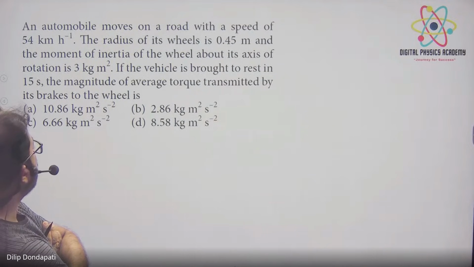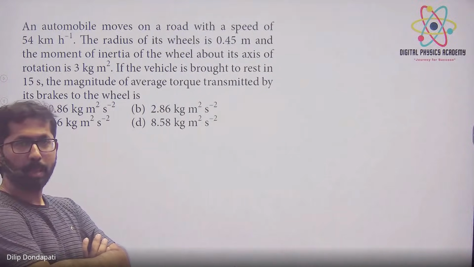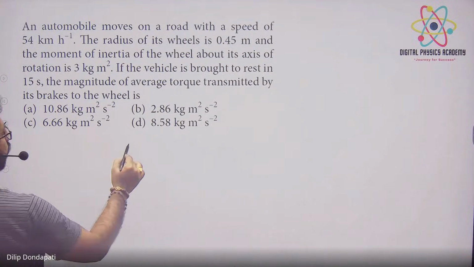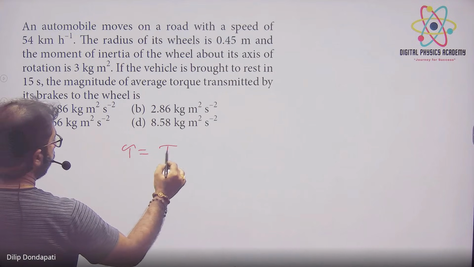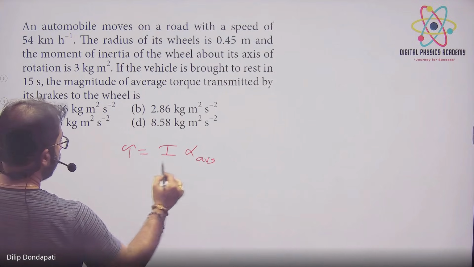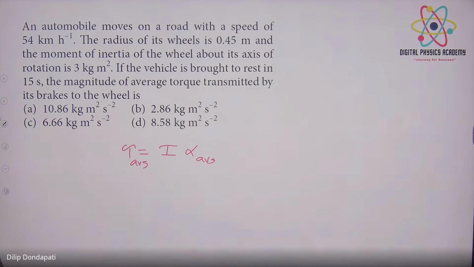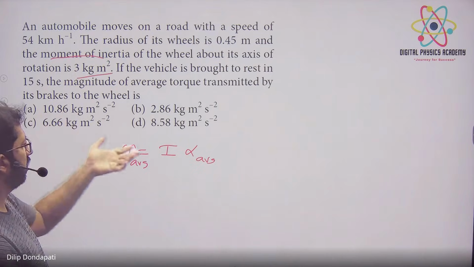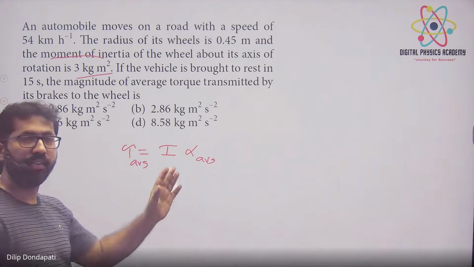So you have to use the formula I alpha by R, right? And then you can find acceleration based on the first formula. See, what is still different? The magnitude of average torque. Tau is equal to I alpha, and alpha average you have to use. Tau average, that's why alpha average you have to use. Okay. So moment of inertia they have given, 3. Given, right? Alpha average find, and what is the average acceleration?